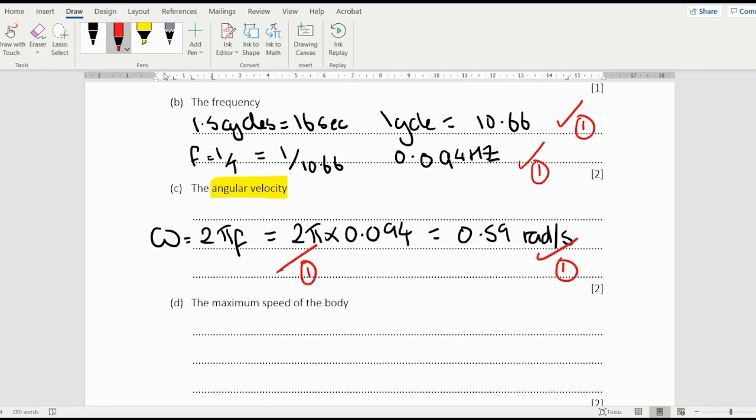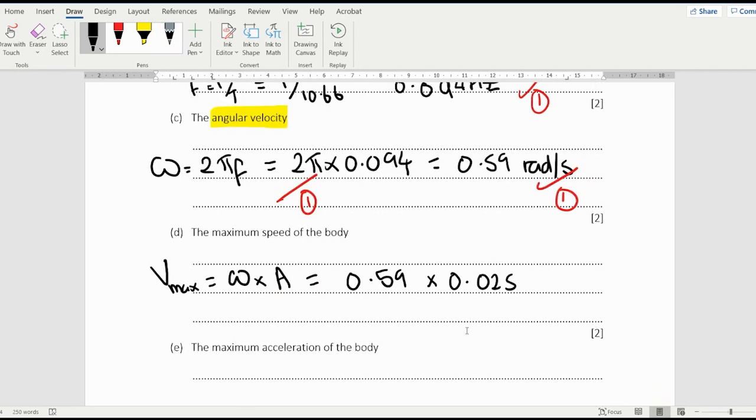So the maximum speed of the body, so Vmax equals omega times the amplitude. So that's going to be 0.59 times 0.025. Everything has to be in meters per second, meters, etc. So that's times 0.025, my amplitude, and I get an answer of 0.015 meters per second. So that's the distance it travels every second.